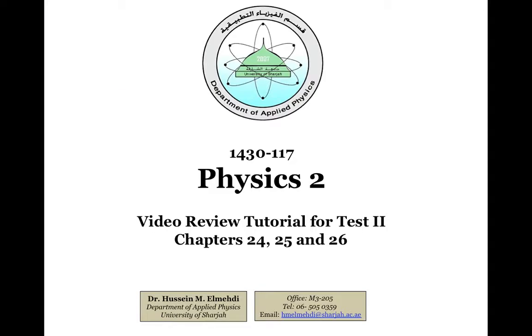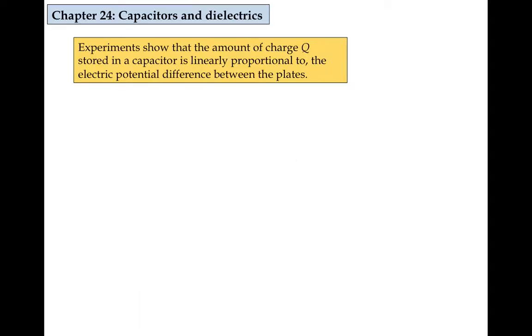Okay, so let's start. In the first chapter, chapter 24, which is on capacitors and dielectrics, we started by introducing a new parameter or a new property of material, called the capacitance, and a new electric device, called the capacitor. And the capacitor, as you recall, is nothing more than a device that is designed in such a way that we want to store electric energy in it to use it later on.